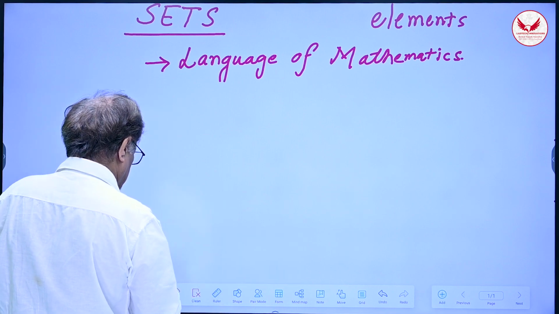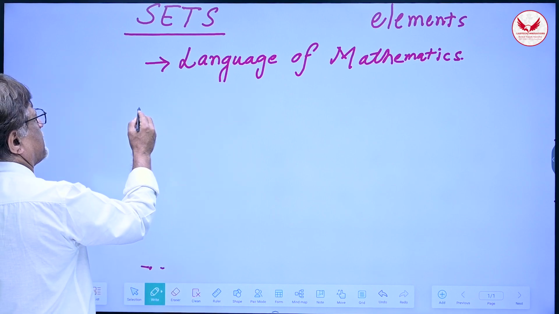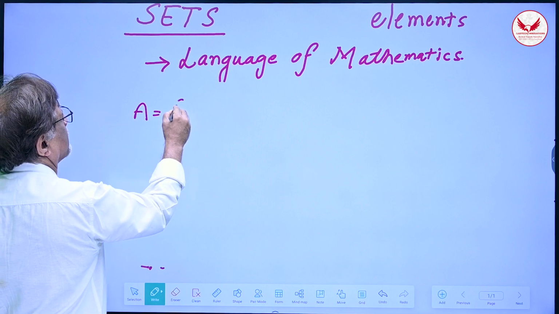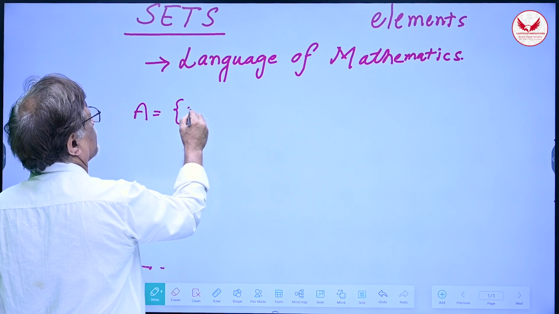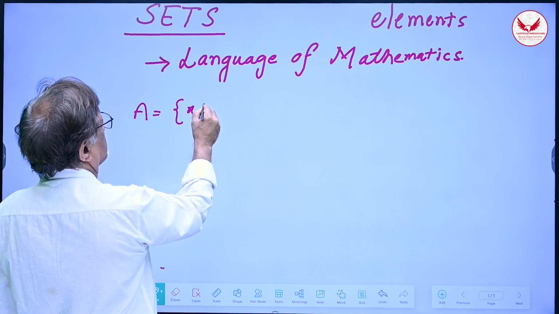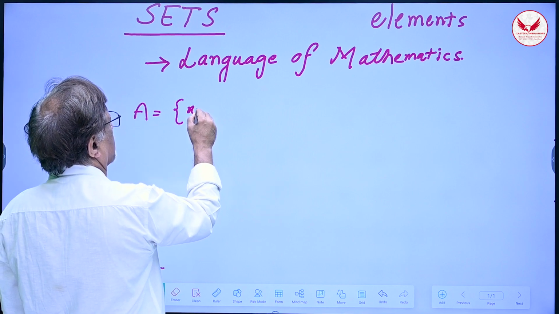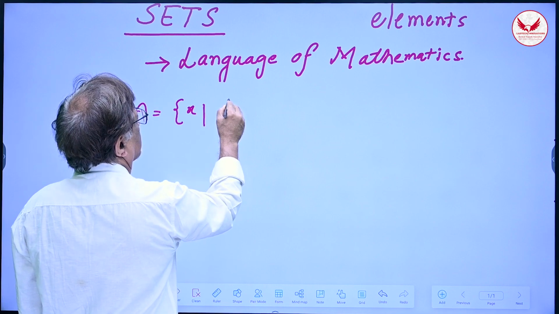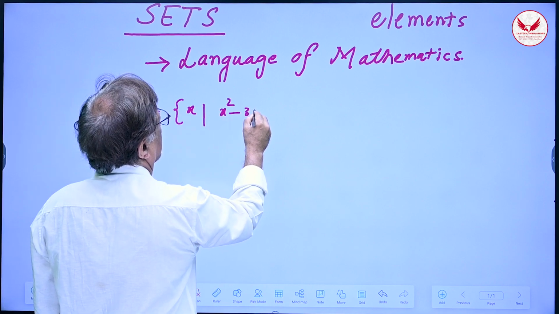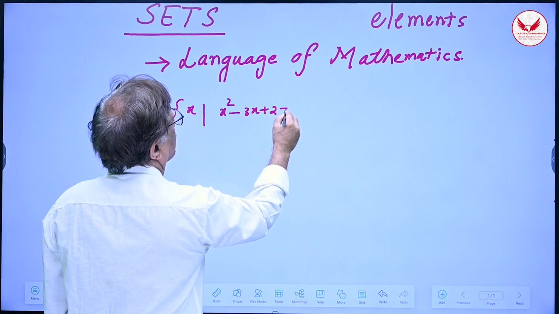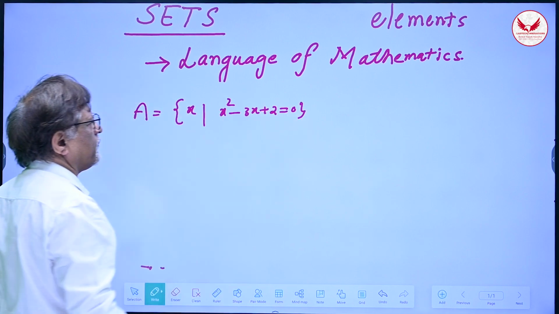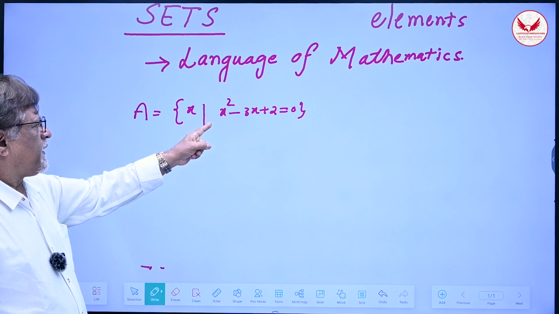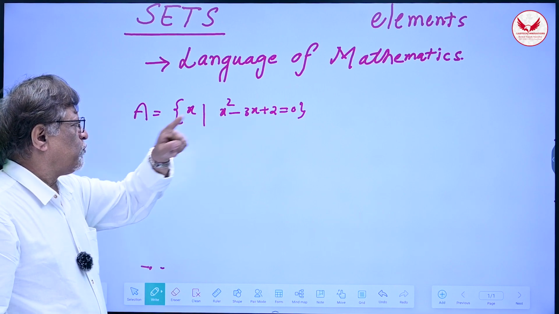So for example, let us take a set A such that it is the set of all x's or numbers x such that x square minus 3x plus 2 is equal to 0. This is the example, right? So this is a criteria. Square of that number minus 3 times that number plus 2 ought to be 0.